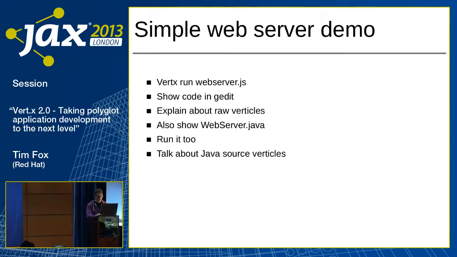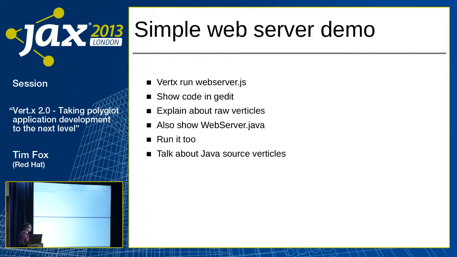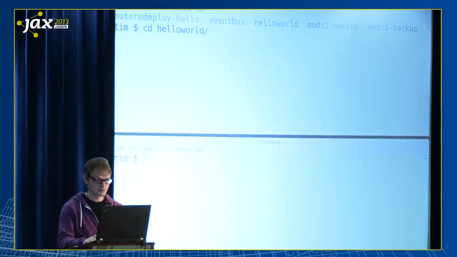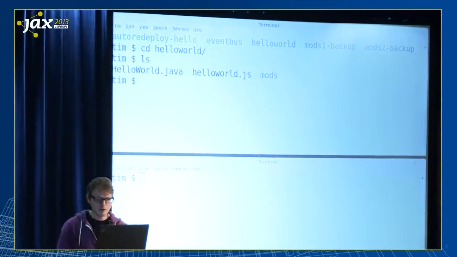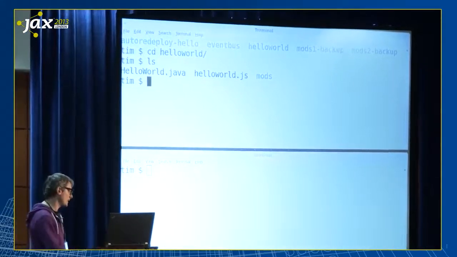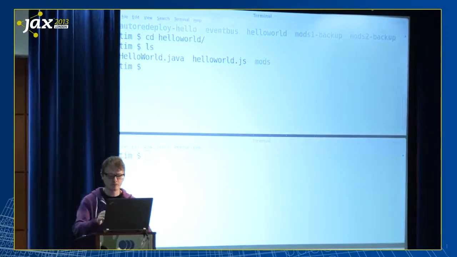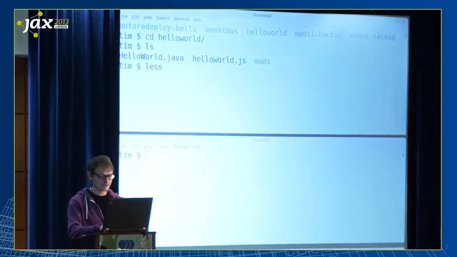Okay. So let's do a little demo. I'll show you a couple of verticals to start with. Start off simple, and we'll get more complicated. So in this directory here, can you all see that at the back? Good. Okay. So I've got here a JavaScript vertical called Hello World JS, which is basically just a Hello World HTTP server, which displays some static HTML.